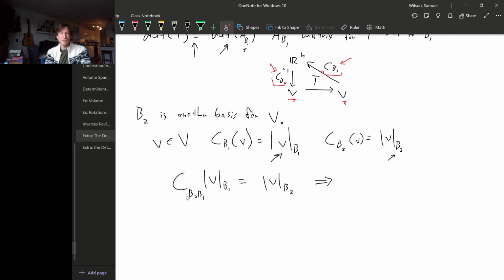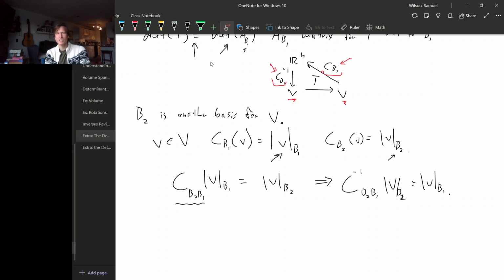Since B1 and B2 are bases, this matrix is guaranteed to be invertible, and its inverse goes the other way. So the inverse of this usually gets called a transition matrix. So the inverse of this transition matrix takes coordinates for B2 and turns them into coordinates for B1.